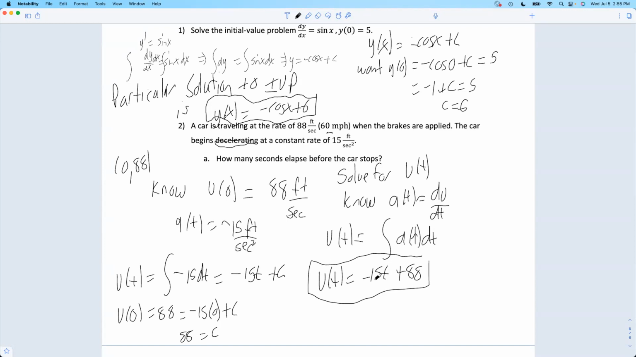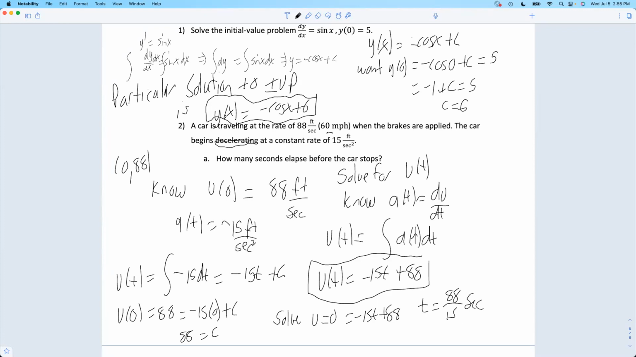What's your velocity when the car stops? Now I want to actually solve something. I want to solve for t, v equals 0. So negative 15t plus 88 equals 0. We could see pretty quickly you get 88 over 15 seconds.